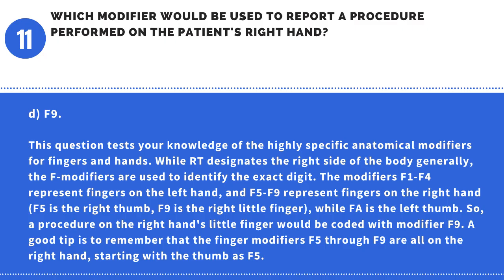The modifiers F1 through F4 represent fingers on the left hand, and F5 through F9 represent fingers on the right hand. F5 is the right thumb, F9 is the right little finger, while FA is the left thumb. So, a procedure on the right hand's little finger would be coded with modifier F9. A good tip is to remember that the finger modifiers F5 through F9 are all on the right hand, starting with the thumb as F5.